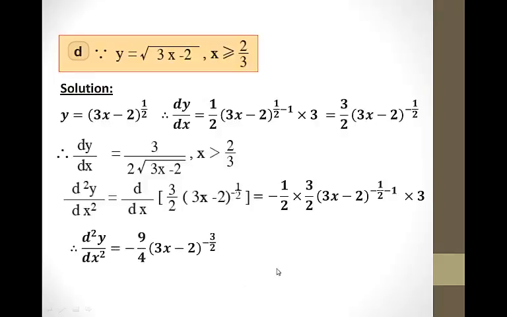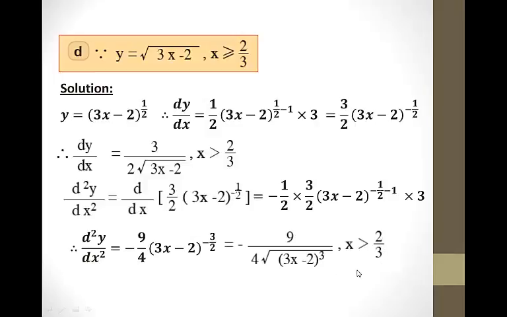So d2y by dx squared equals negative 3 multiply 1 multiply 3 equals 9, and don't forget negative, we write negative here, and 2 multiply 2 equals 4. Negative half minus 1 equals negative 3 over 2. And the final result will be negative, don't forget it, negative 9 over 4 root 3x minus 2 all power 3. And x here is greater than 2 over 3.